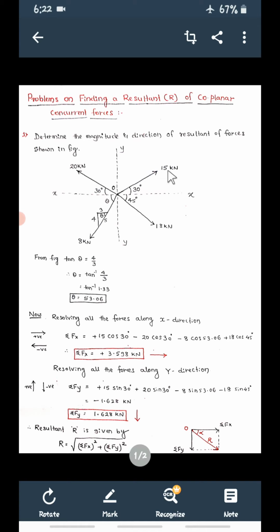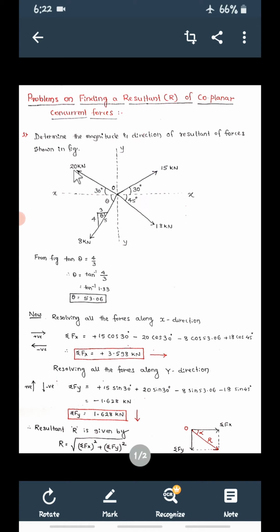In the horizontal direction you took cos 30. Same angle, 30 only, but for vertical it is sin 30. For horizontal it is cos 30, but when you resolve the same force vertically, it is sin 30. So moving upward means plus 15 sin 30.